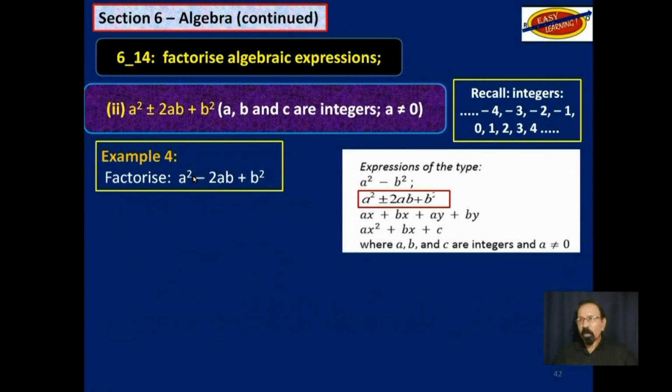Now, let's deal with the one with the minus instead of plus. A squared minus 2ab plus b squared. Now, will this work if we brainstorm? Yes.